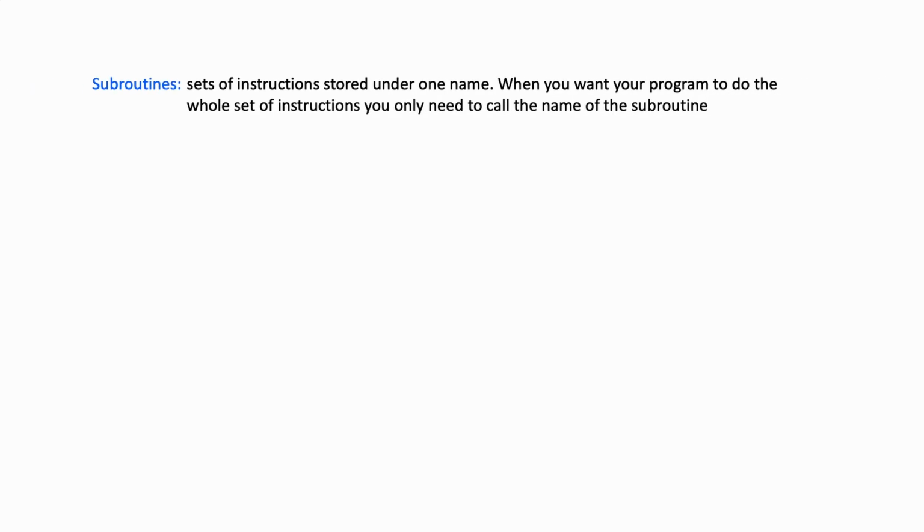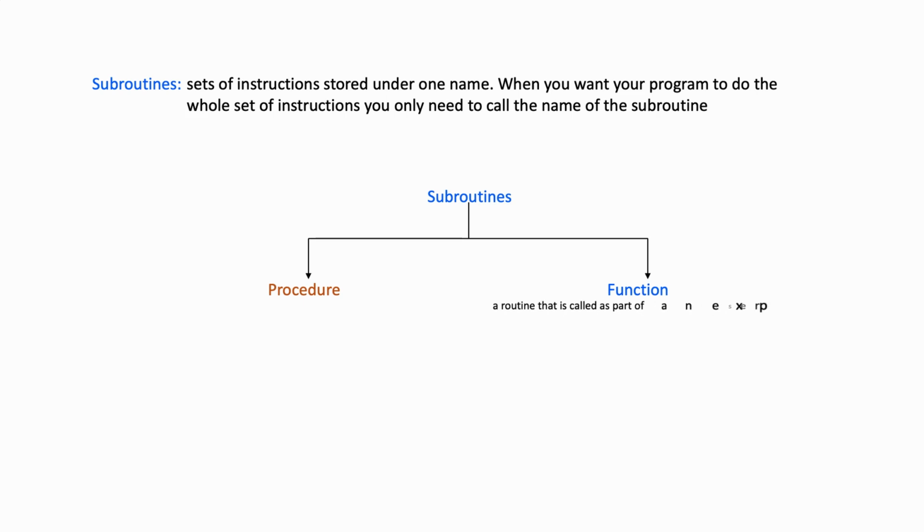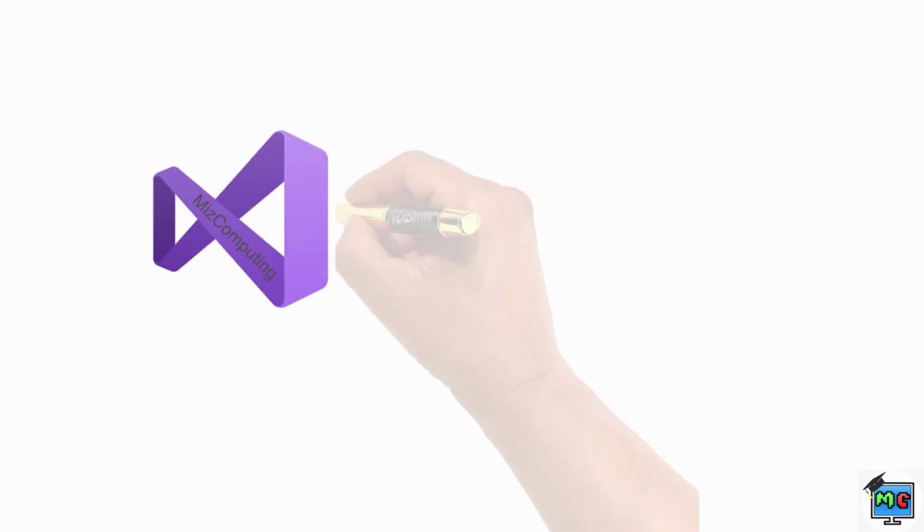Okay. So now that we have explained what a subroutine is, and also what a procedure and a function are, the function we're going to do now is a built-in function. As we said, a function is a routine that is called as part of an expression, and it returns a value. Unlike a procedure, which may or may not return a value, a function will return a value.